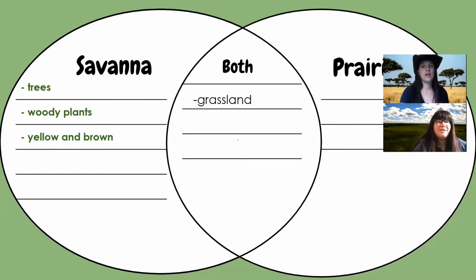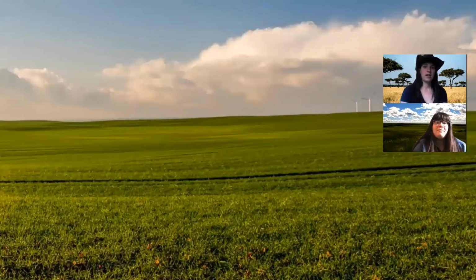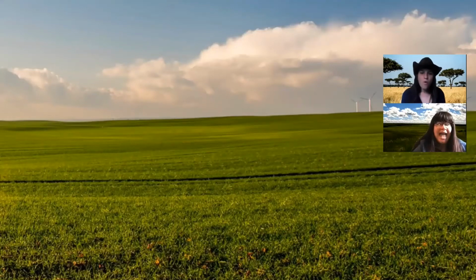Yeah, I brought some pictures. Okay, so I'm in a prairie, and you can see it is super flat and really grassy here. It looks like a carpet. Yeah, oh my gosh, there's so much grass. And really, there's not a whole lot of other plants like trees or bushes. It's mostly grasses and flowers.